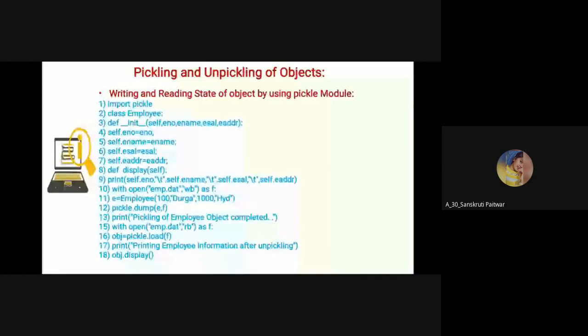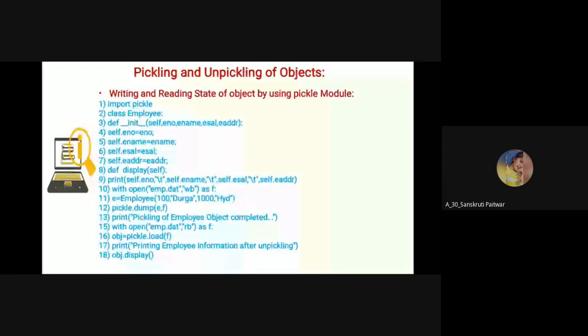You can see, first import pickle, then class Employee. At line number 3, one constructor is defined, and we already know that in Python we have an inbuilt function for defining a constructor: __init__(self, eno, ename, esal, eaddr). Then self.eno = eno, self.ename = ename, self.esal = esal, and self.eaddr = eaddr. In this way, this constructor is created.